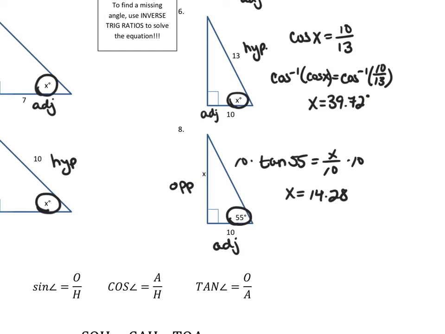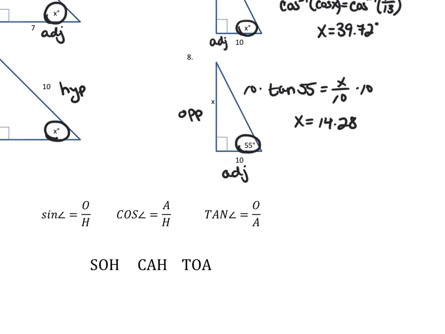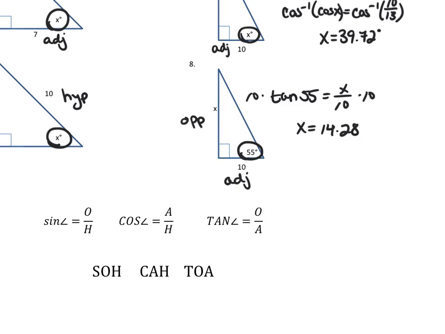At the bottom of the notes is a way to remember the different trig functions and which sides they incorporate. Since sine is opposite over hypotenuse, cosine is adjacent over hypotenuse, and tangent is opposite over adjacent, we use the expression SOH CAH TOA to remind ourselves which sides go with which trig functions.